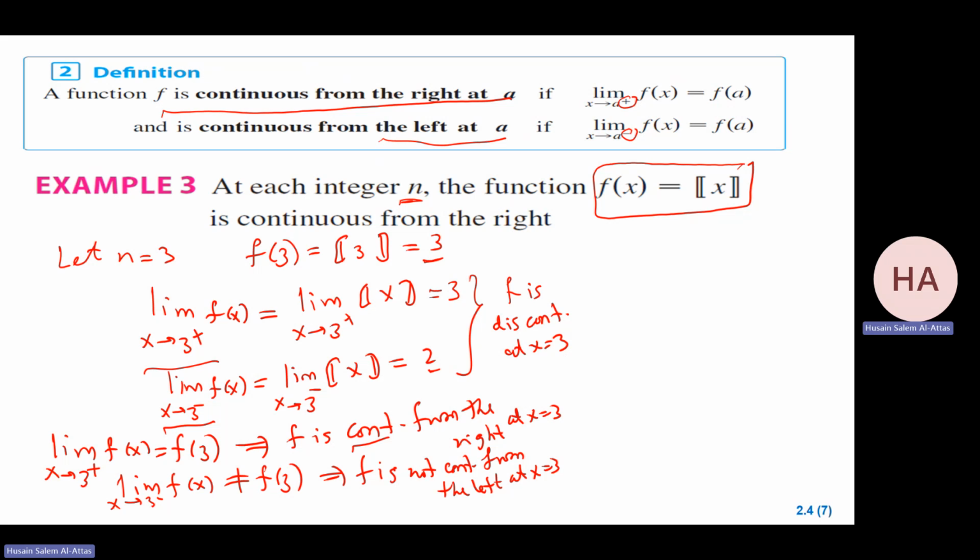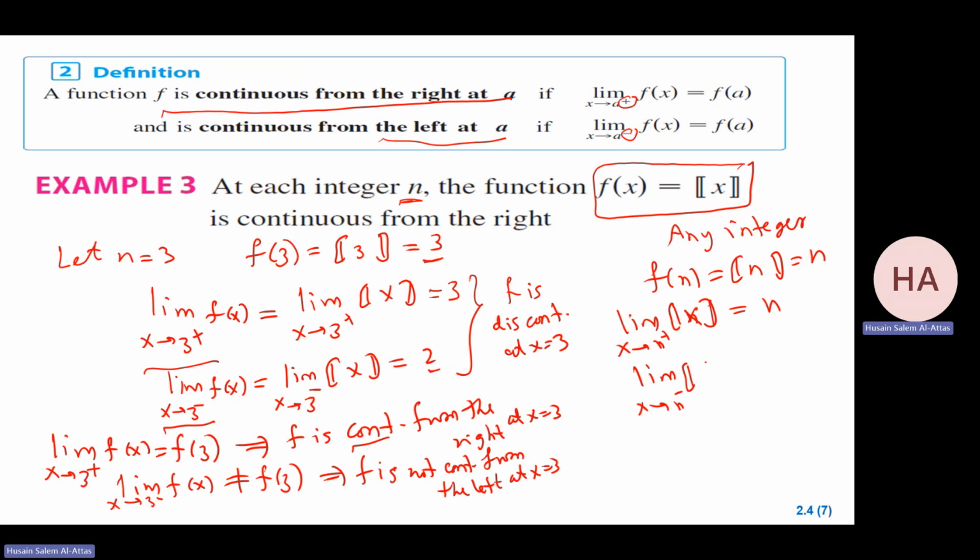By the way, if we take any n, any integer, you will get the same result. f of n will be the greatest integer of n, which is n. n is just an integer. The limit from the right for any n gives me n. The limit from the left, less than n, for sure will be n minus 1. So for any n, this function is continuous from the right, not from the left.